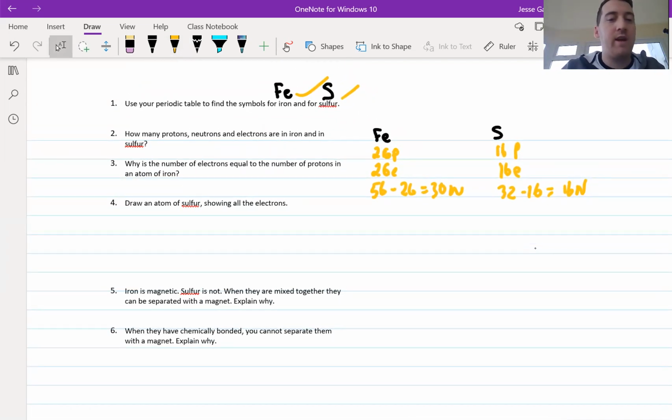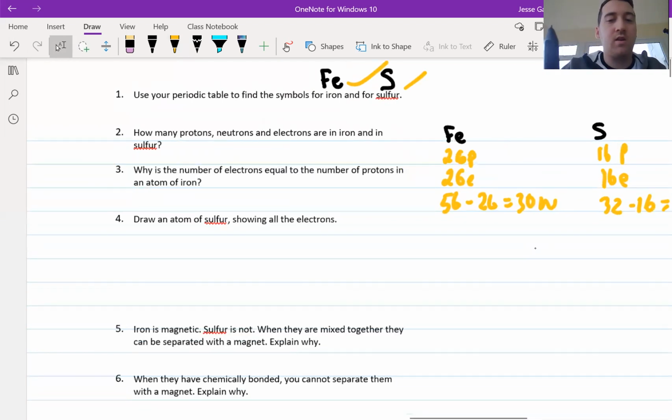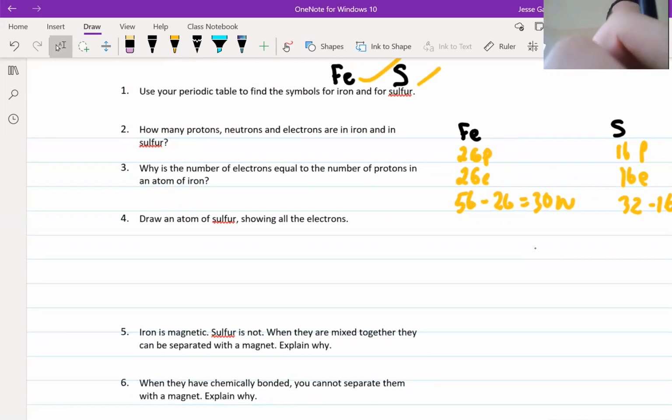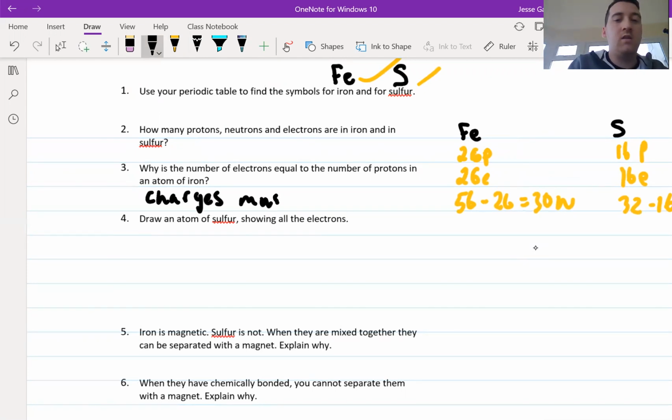Okay. Number 3, why is the number of electrons always equal to the number of protons in an atom of iron? Well, it's because the charges must balance. Each proton has a positive charge, each electron has a negative charge. You have the same amount of each one so that you've got a neutral charge overall, the same amount of pluses and the same amount of minuses.